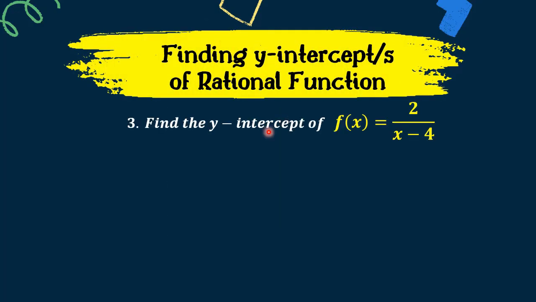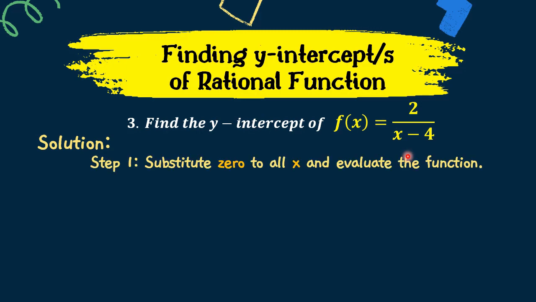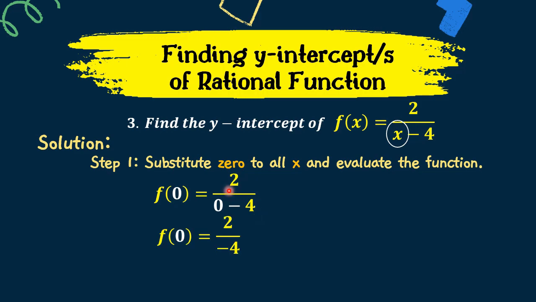Find the y-intercept of f(x), which is equal to 2 divided by (x minus 4). To do that, simply substitute again 0 to all x and evaluate the function. From the given function, we only have x found in the denominator. So we will substitute x to 0. So we have here another function, f(0), which is equal to 2 divided by (0 minus 4). Simplify. 0 minus 4 is equal to negative 4.